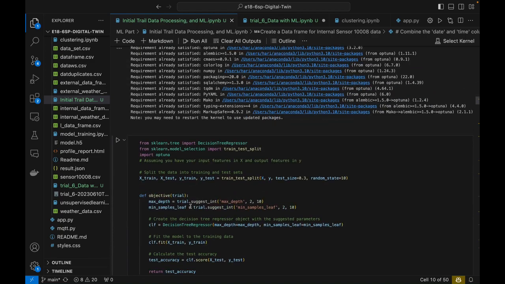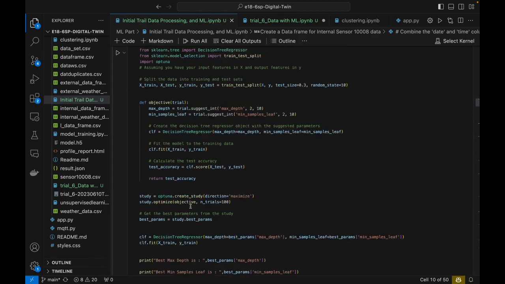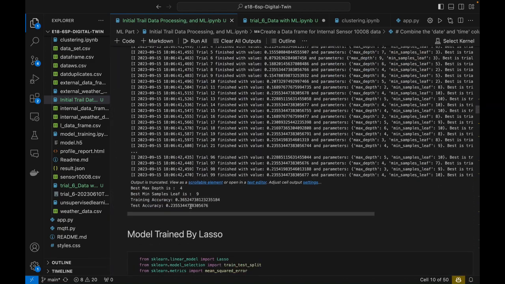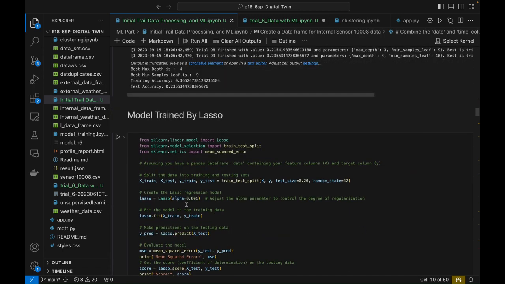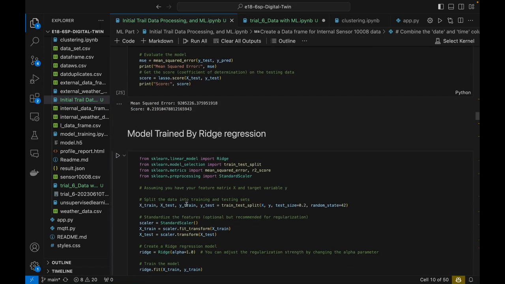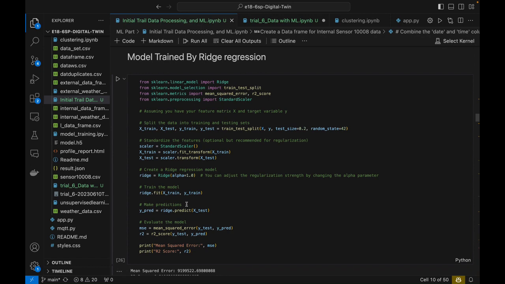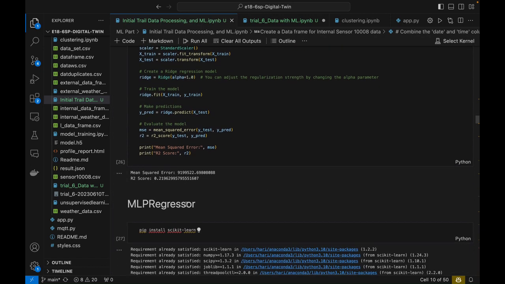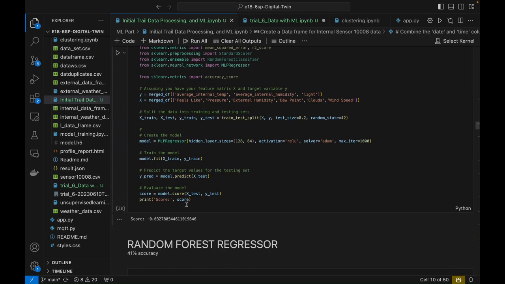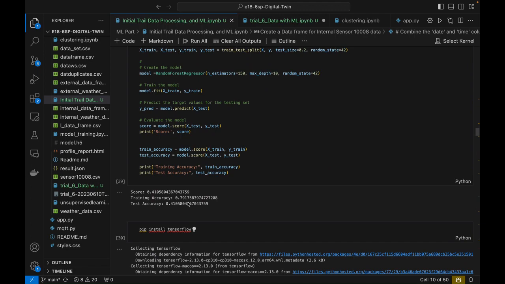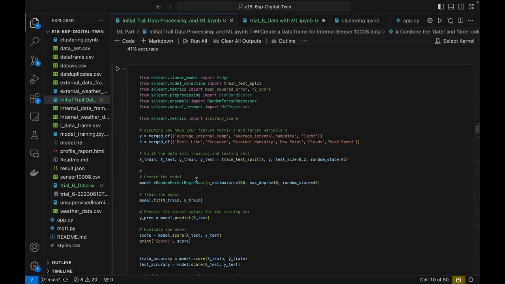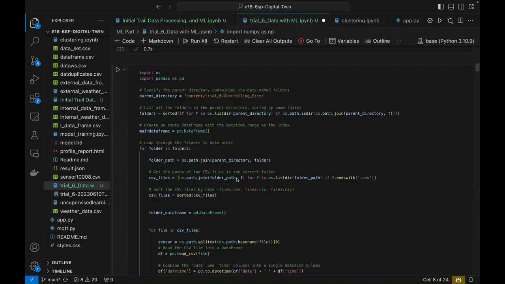Then we tried different types of models. When we tried with the decision tree classifier, the accuracy was 36%. When we tried with the lasso model, the accuracy was 21%. When we tried with the ridge model, the accuracy was 21%. And even when we tried with MLP, the score was bad. Same for the CNN and everything. So we were wondering what was wrong, and then we tried with trial 6 data.